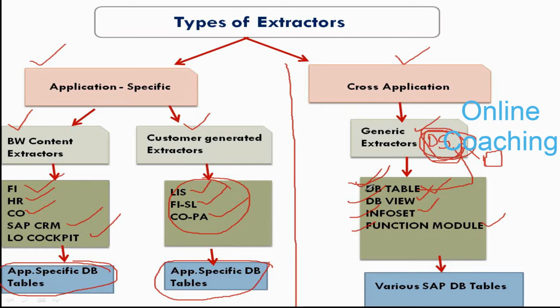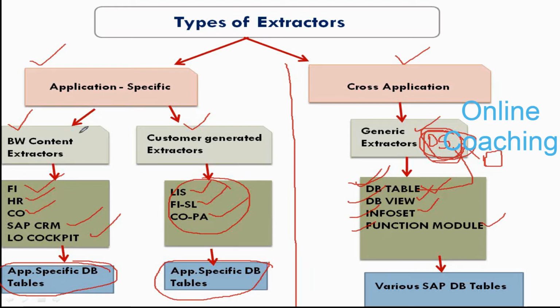Either it is in a table, view, info set, or function module. But when you are using BW content data sources, you don't need to specify anything because they have already done all these things. They already created everything. You have to simply select which data source you want to work with, activate it, and you can start working. You don't need to set up anything, you don't need to create anything. You only need to start using it.